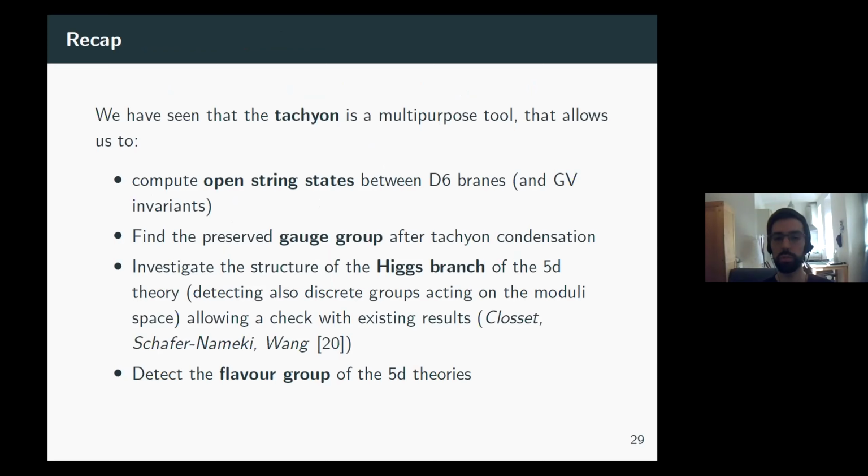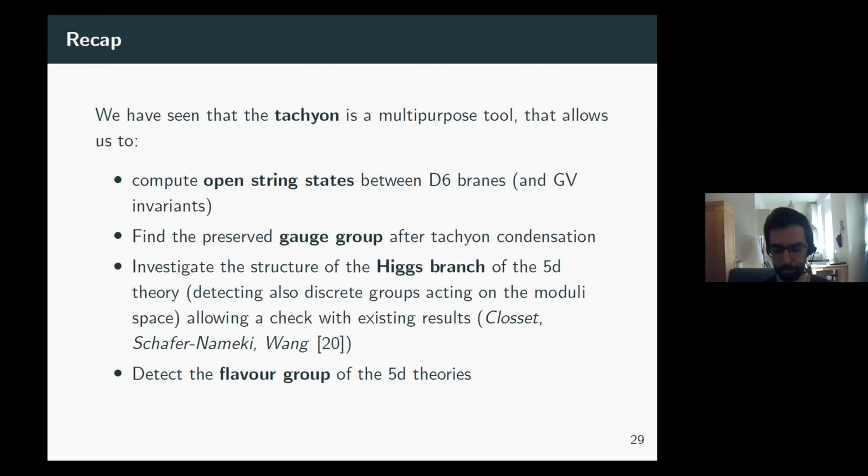It allows us also to find the preserved gauge group after tachyon condensation, and in this way to investigate the structure of the Higgs branch of the 5-dimensional theory, thus also detecting discrete groups that act on the moduli space of the 5-dimensional theory. And this fact is crucial in allowing us to check with the existing results, for example, the ones presented in this very recent paper by Collinucci, Schafer-Nameki, and Wang. And finally, the tachyon is also a useful tool to detect the flavor group of the 5D theories where the hypermultiplets sit.